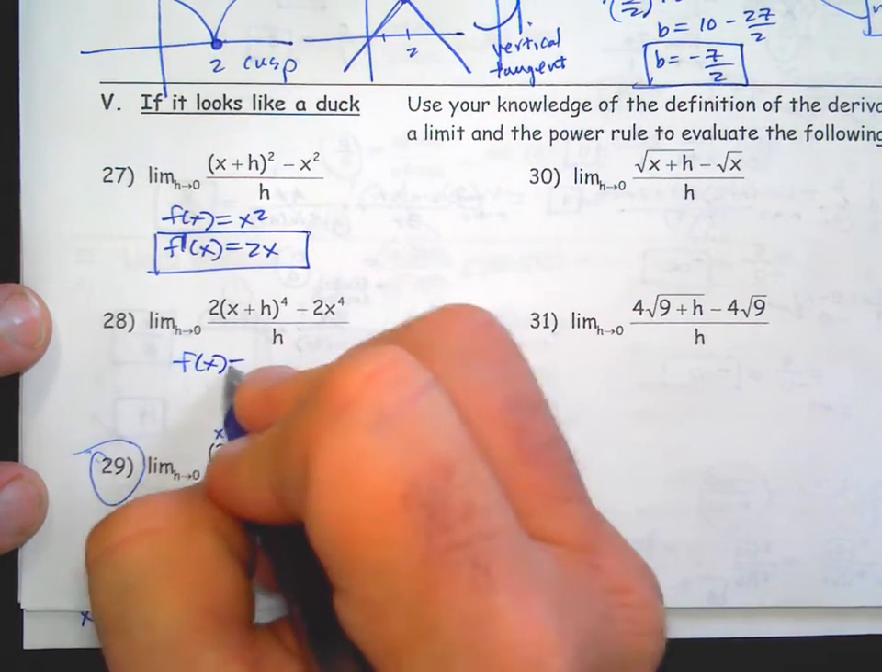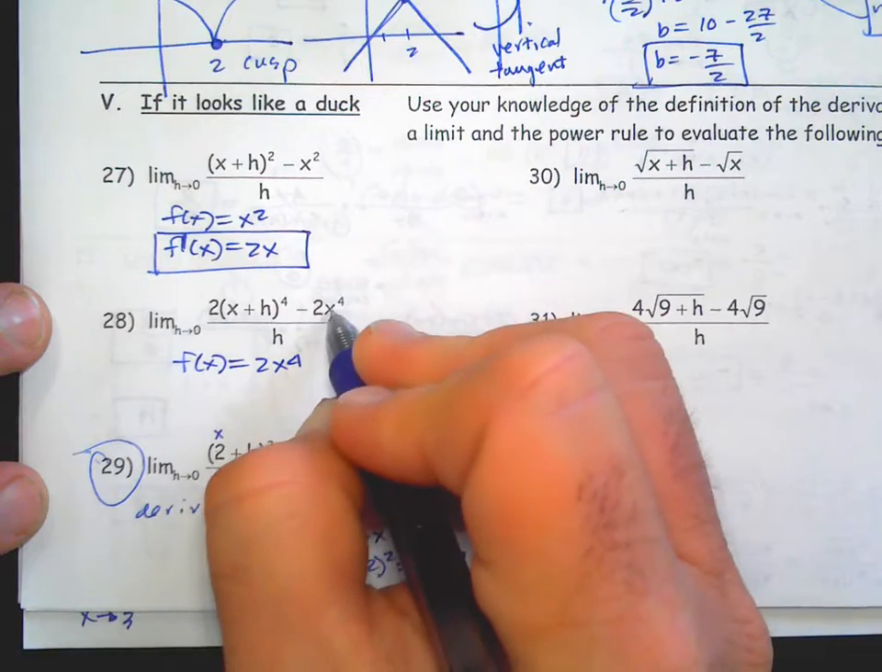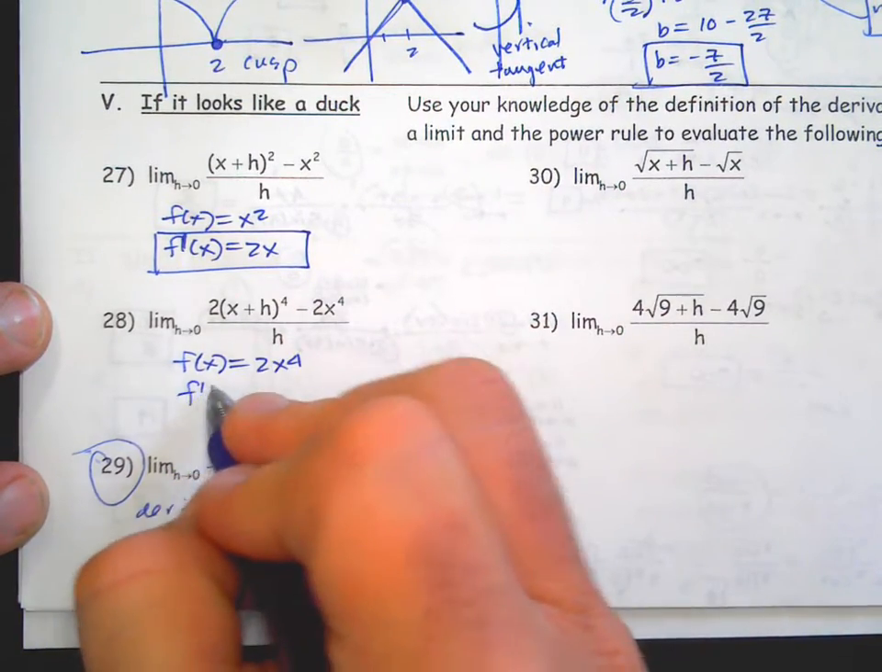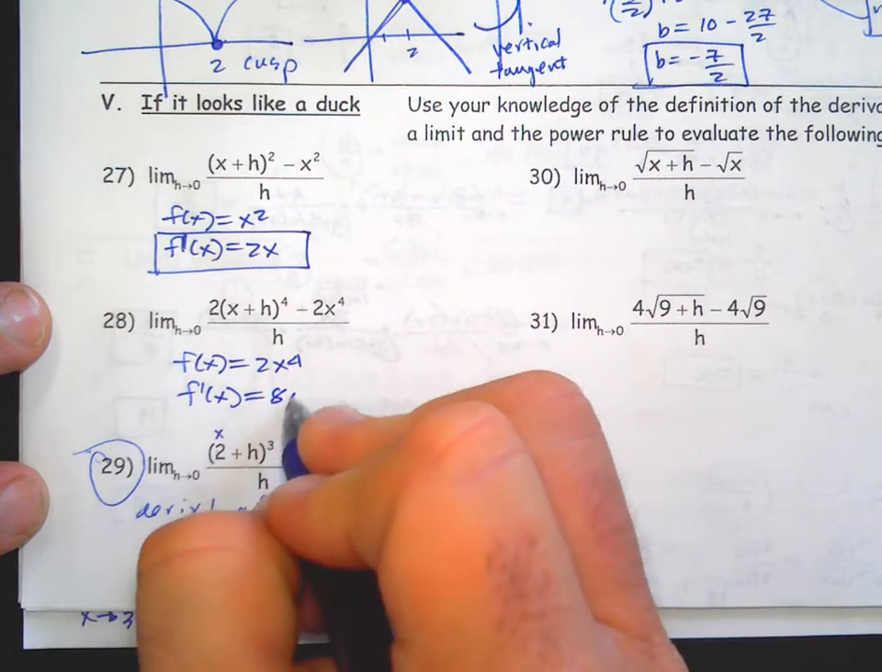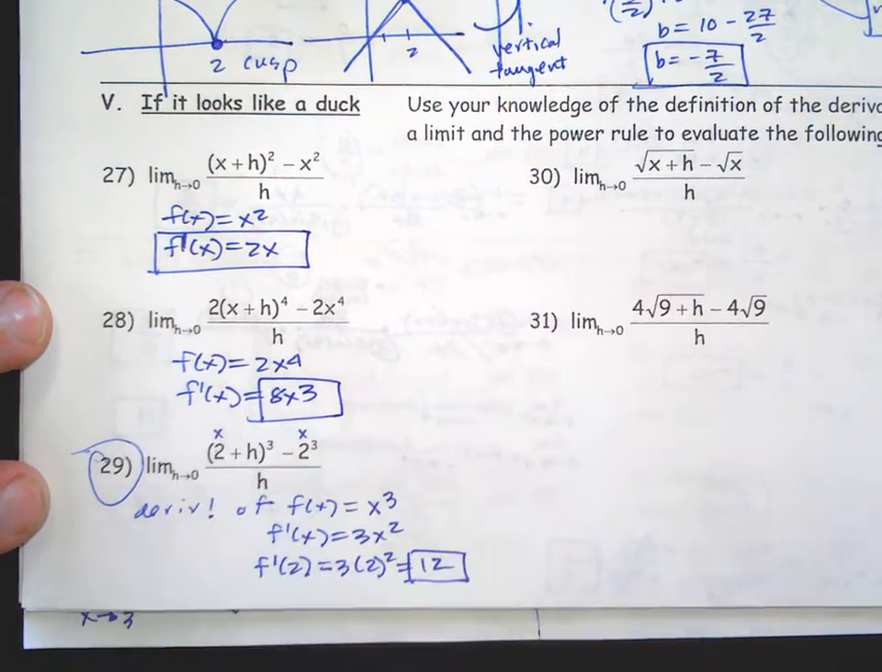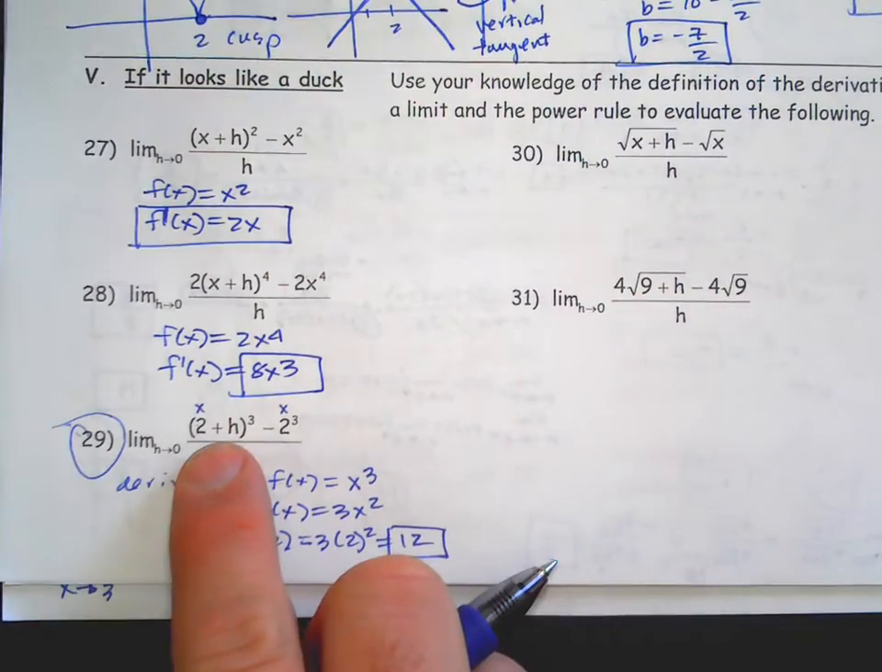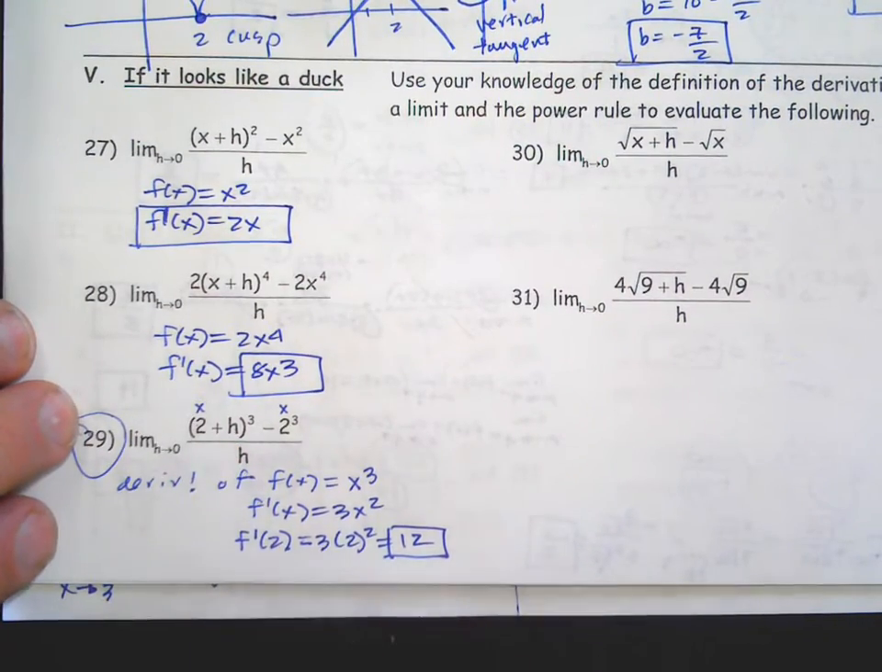Okay, this one, what's the function? It's 2x to the fourth. Look right there, it's 2x to the fourth with x plus h in it. What's the derivative of it? 8x cubed. That's it. All right, 29 we did together. It had numbers where the x's are. Only difference is you plug in the number when you're done.